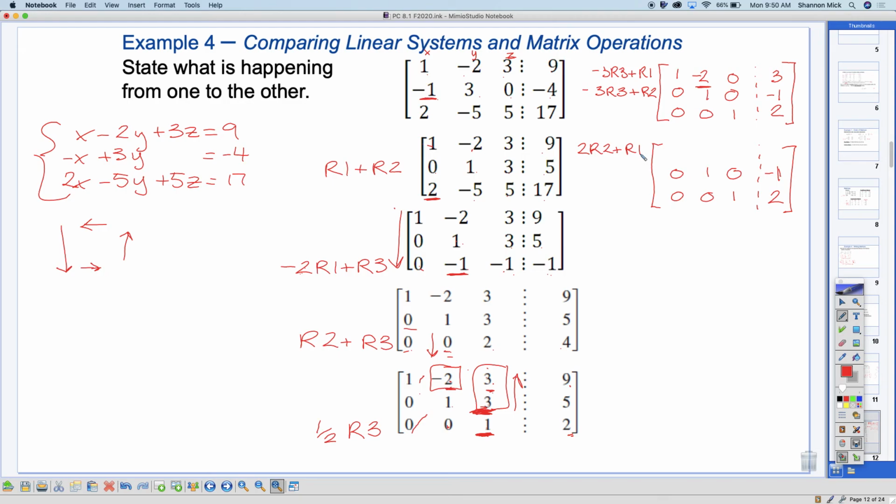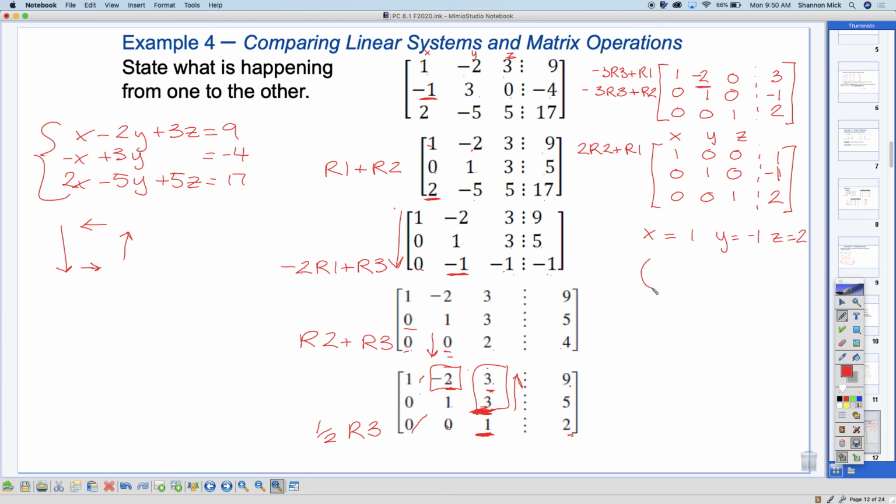Got it? So what do you got? 1, 0, 0. Okay, so you know what's happened now? We've solved the system. What column is the first column? X, Y, Z. So I have 1x, so x equals what? 1. Y equals -1, and z equals 2.